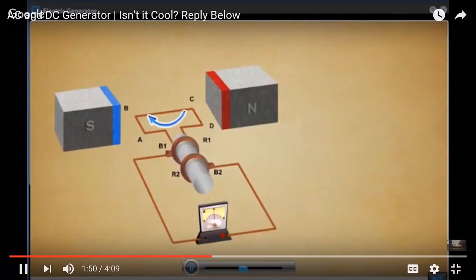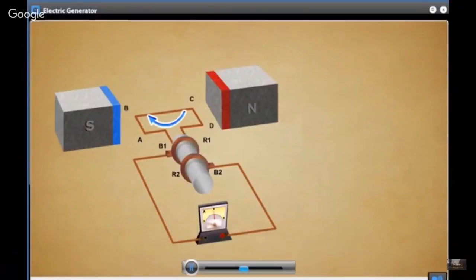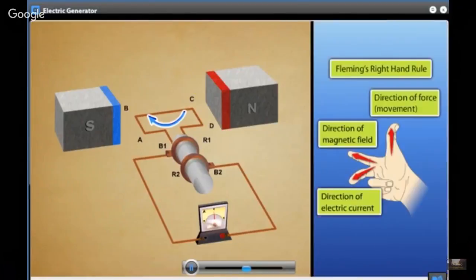The axle is rotated to move the coil in such a way that arm AB moves up and arm CD moves down. Kind of like this, I'm just doing the rotation. The induced current is generated in these arms. I believe we talked about Fleming in the book, right? You guys have that in there? Okay. The current in the external circuit moves from V1 to V2.